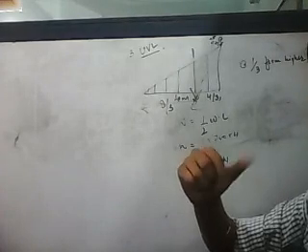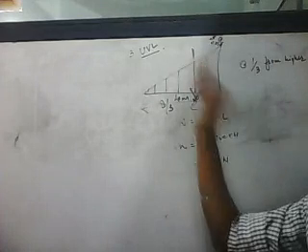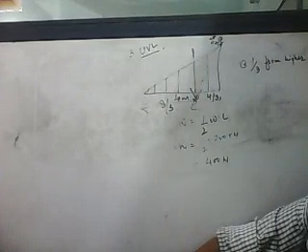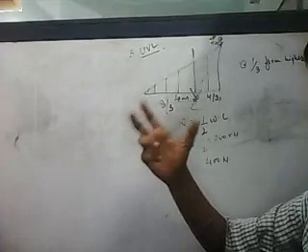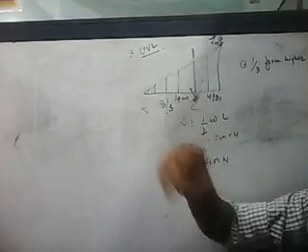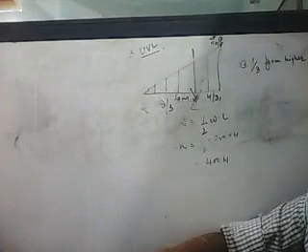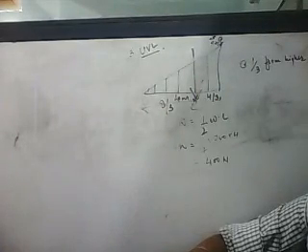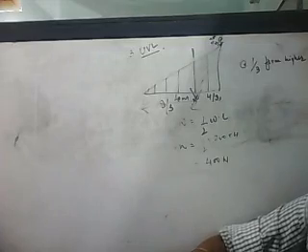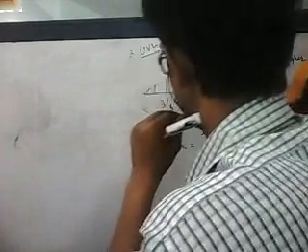The reason is that the centroid of the triangle lies at one third from the higher side. In the previous case, the centroid of the rectangle lies at the midpoint, in the mid of the overall area. And in this case, it is one third from the higher side. Okay, is it clear? All the supports and loading.